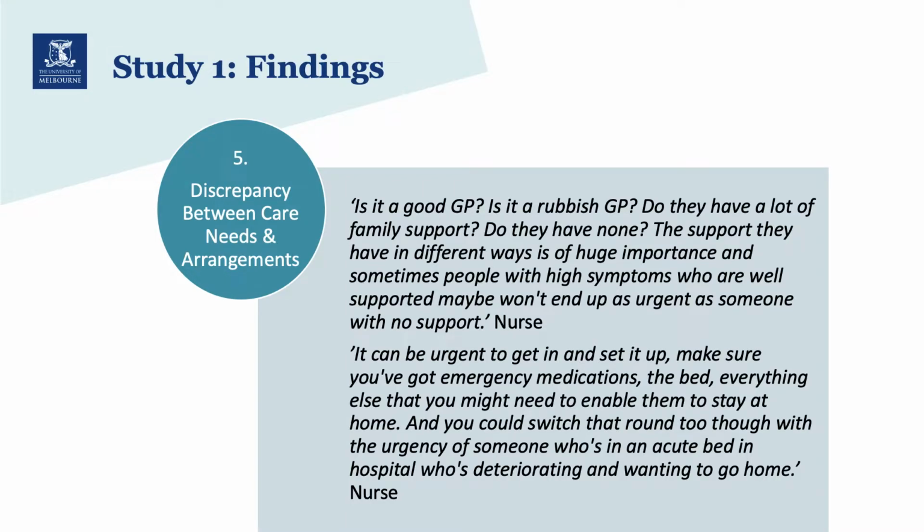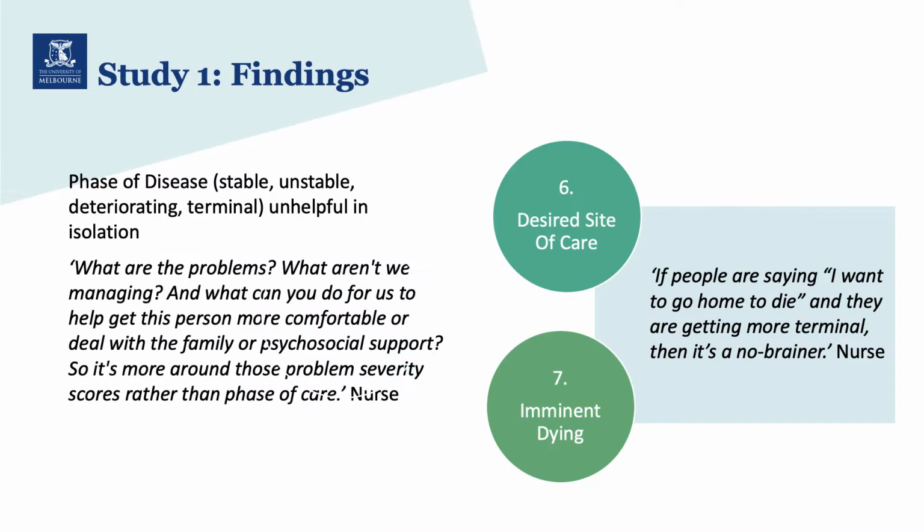So the response, the categories really to respond to this would be that there's no discrepancy, there's a current existing discrepancy, or there's an impending discrepancy. So you can see that the situation's changing, they're deteriorating, and their care needs are soon going to exceed their current care arrangements. Finally, the last two triage factors were desired site of care and imminent dying.